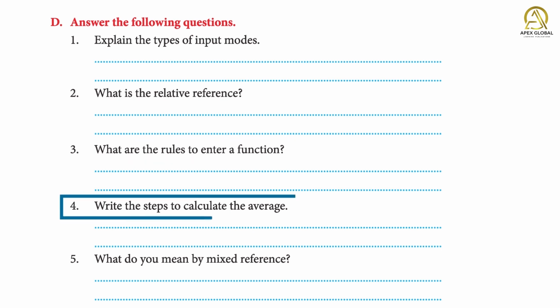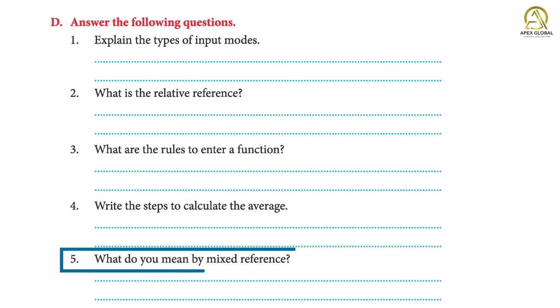4. Write the steps to calculate the average. Answer: Follow the given steps to calculate the average. Steps. 1. Click on the cell where you want to place the average of the values. Let us say C11, Sheet 1. 2. Select the Insert Function button on the Formulas tab to open the Insert Function dialog box. 3. Select AVERAGE from the list box and click on the OK button.